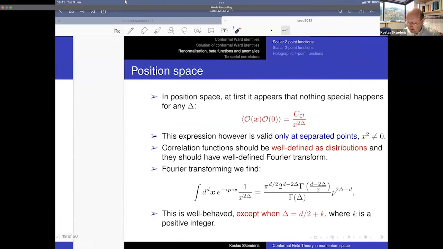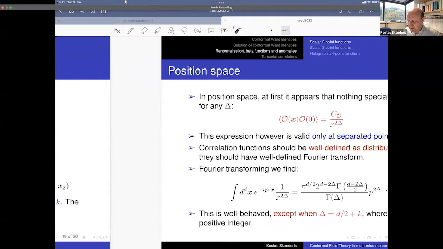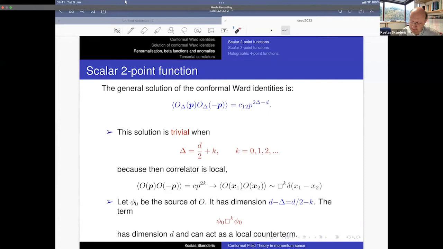Seconds. Okay. So what I was saying is that when we regulate the theory by introducing these regulators, the epsilon and the u and the vj, then you can always arrange so you are never at the point where the theory is singular. The point where the theory is singular is when 2 delta minus d is equal to 0. Since we're now changing the delta and the d, I can always arrange so that I'm not sitting at 0.